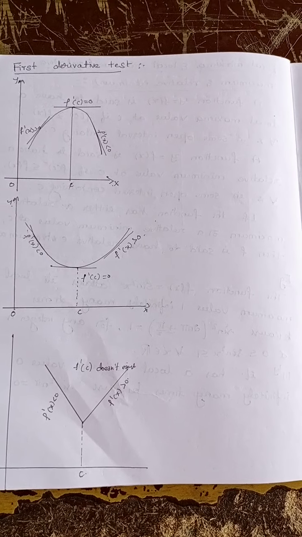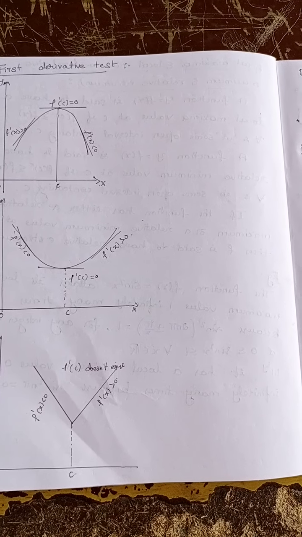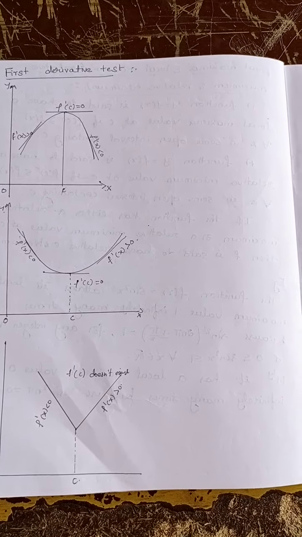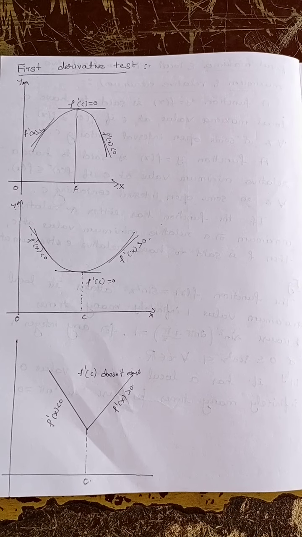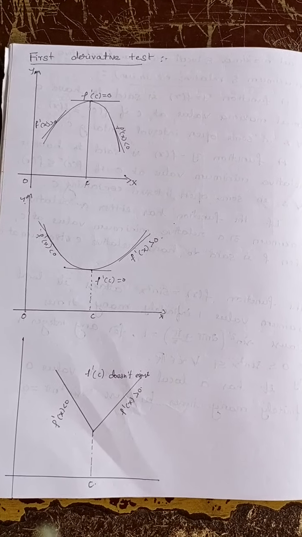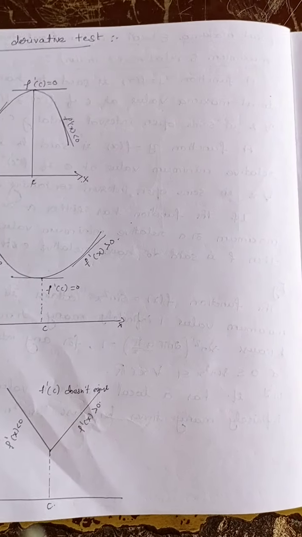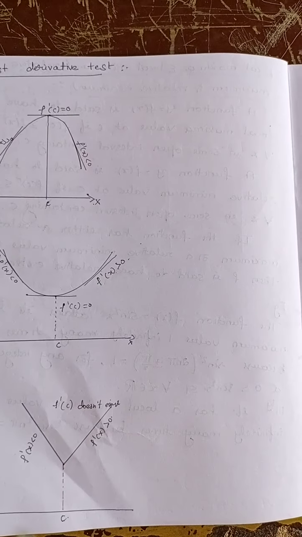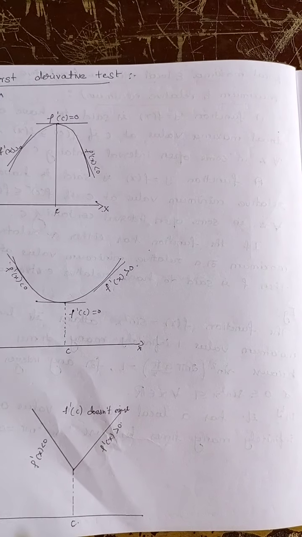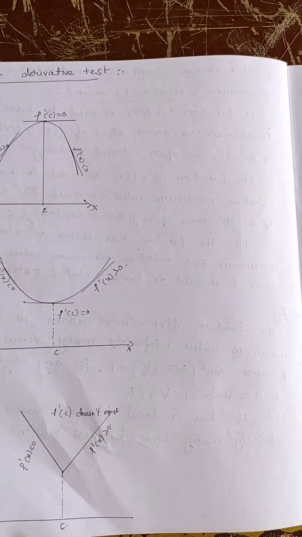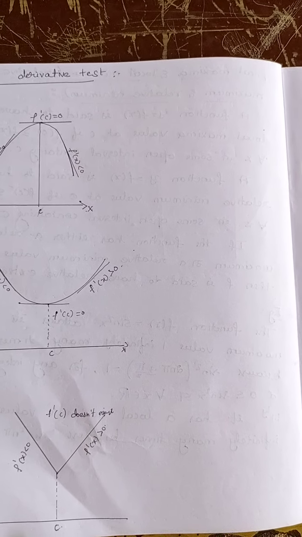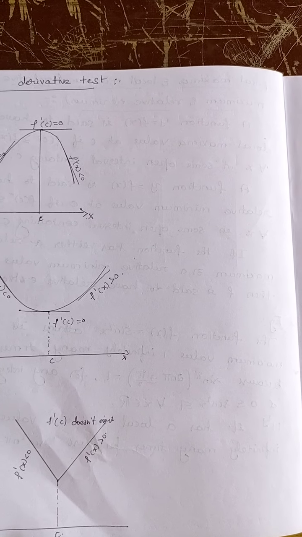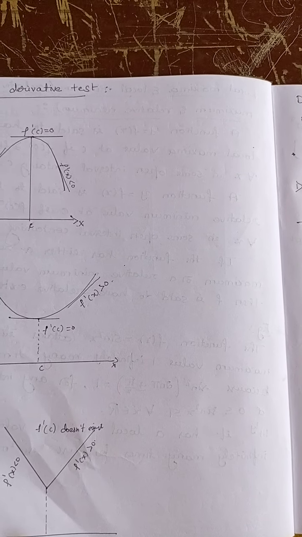Now let us discuss how to find the extreme value of a given function if it exists. Here three graphs are given. See here, if f of x has a relative extremum at c and f dash of c exists, then the graph of the function must have a horizontal tangent line at the point x is equal to c, and hence f dash of c is equal to 0.